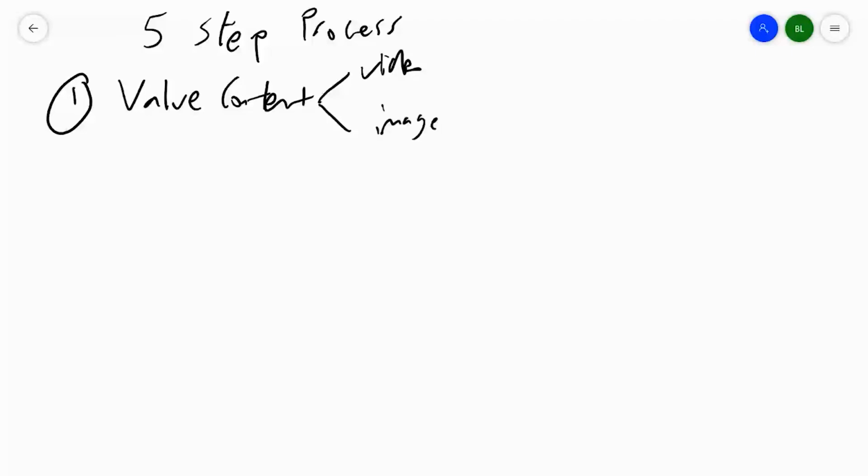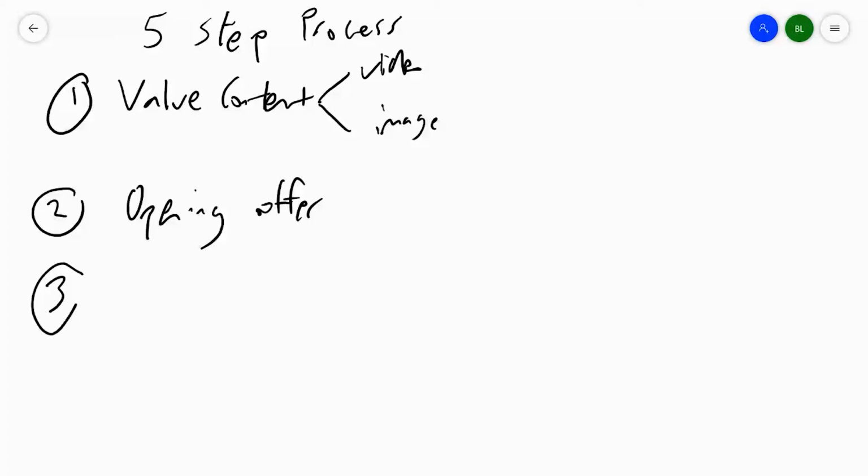The second one would be to have an opening offer. This is where you offer a service or product for a cheap price for customers to test your service or your product. Only then do we go to the actual product that you're selling, which is the core product or the core service.